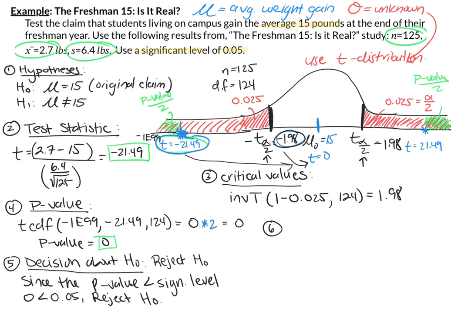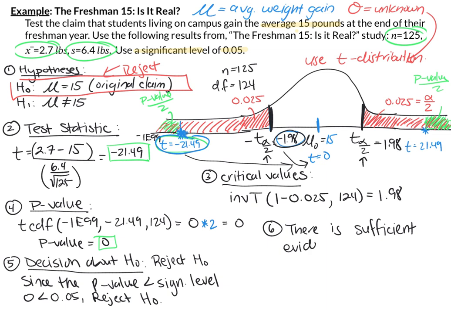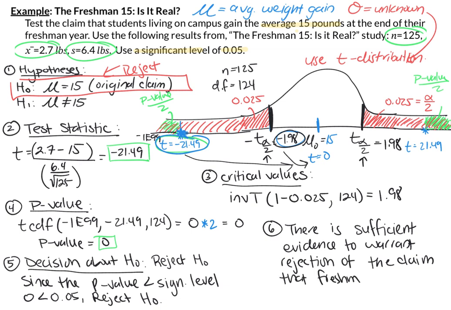So don't forget that up here, we rejected this, okay? All right. But also, what we reject is also the original claim, and it sits in the null hypothesis. So the way that you would word your final conclusion is you would say that there is sufficient evidence to warrant rejection of the claim. Okay, so instead of saying to warrant rejection of the null hypothesis, let's actually write down what the null hypothesis is. So there's sufficient evidence to warrant the rejection of the claim that freshman students, I'll just write freshman students gain an average of 15 pounds.